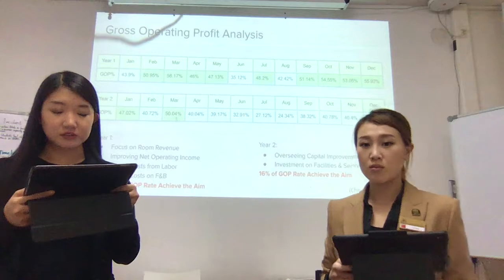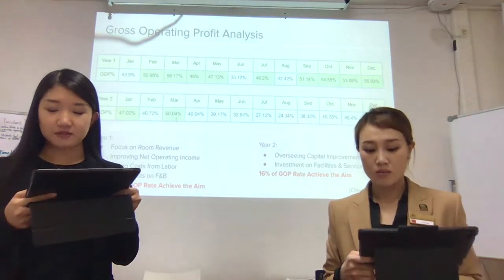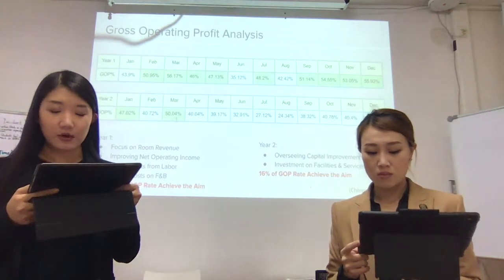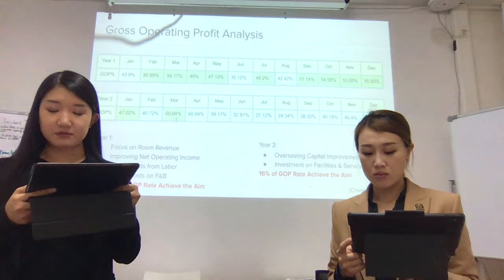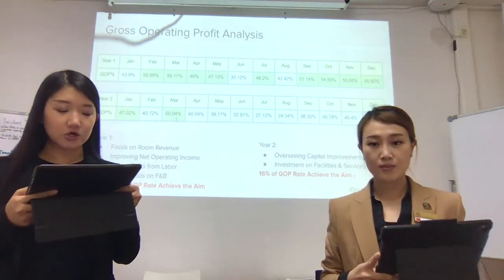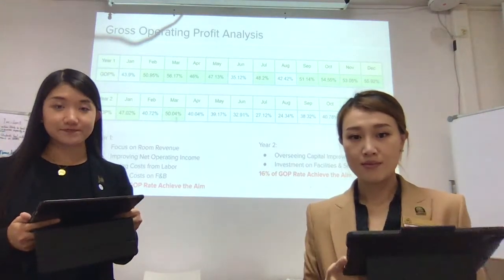Thus, in order to reduce this problem, in year 2, we paid more attention to investment in different departments. While we operated more facilities and refurbished our hotel, we increased the cost for this implementation. Therefore, the gross operating profit rate in year 2 didn't achieve our expectation. However, we won our customers back.